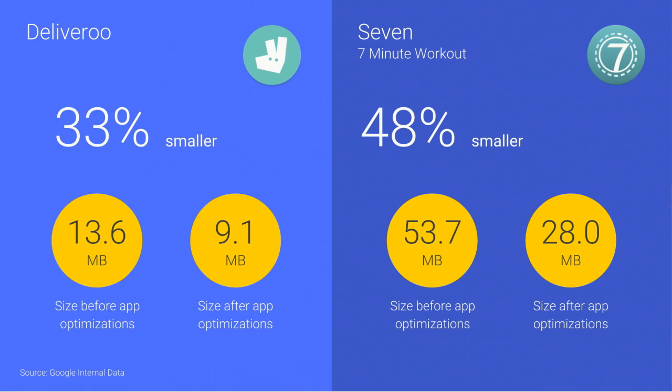You give us a universal APK, and we will automatically create an optimized APK for different devices on screen density and native architecture. Now, we're just getting started exploring this area. It's really early. But we've tried this out with a few apps that were in our early access program for app signing. And we expect the average savings to be about 15%. However, some apps see even better results. Deliveroo was 33% smaller after the optimizations, and the 7-minute workout app was nearly a half smaller.